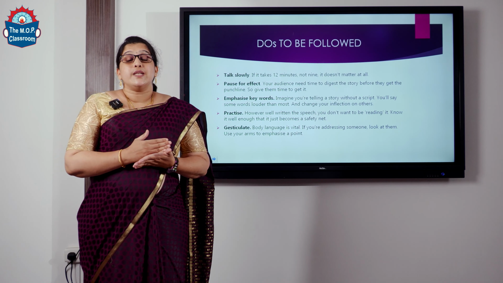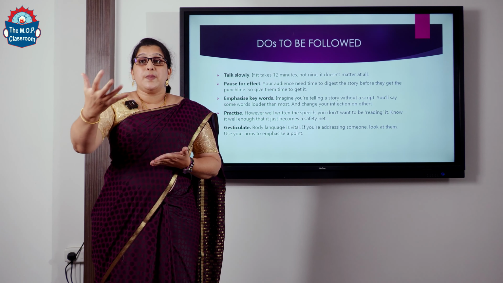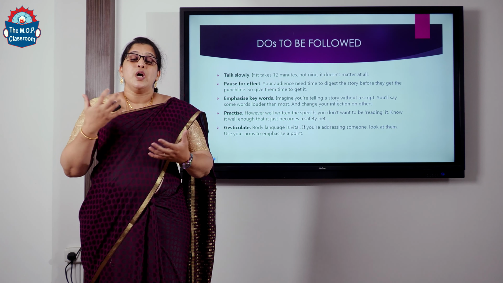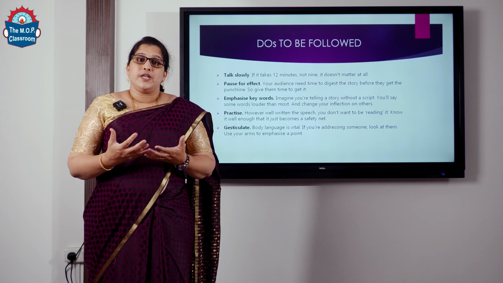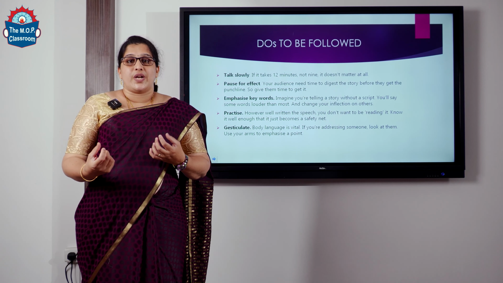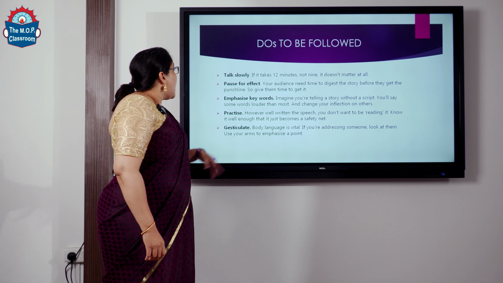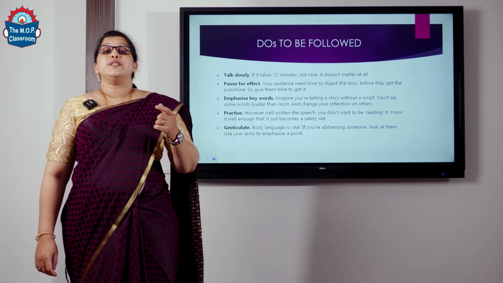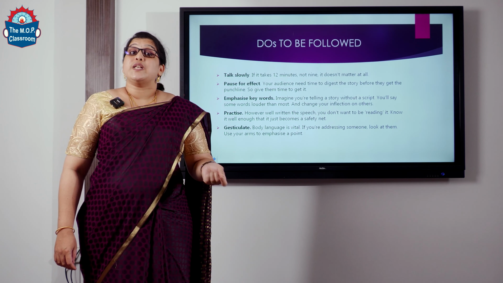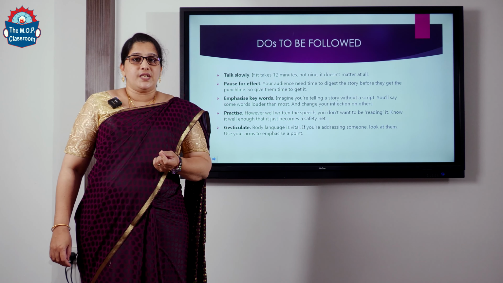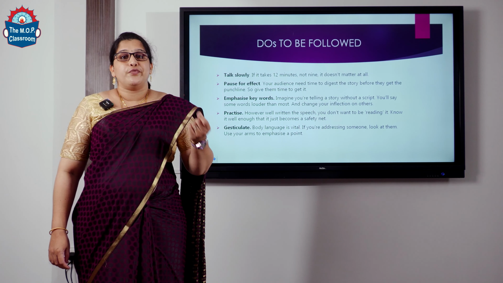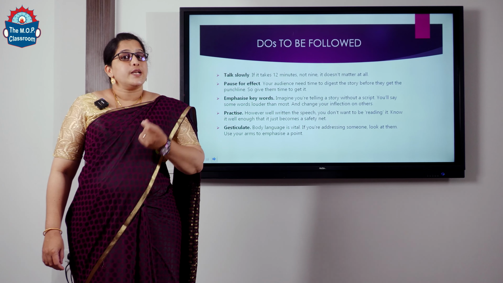Because, like I said, the people who are listening to your speech will have different intellectual abilities. So you need to connect with them in the right manner. And it is very important that you emphasize the key words. Emphasizing is different from repeating. So you need to know the difference between the two. Emphasizing is not repeating.